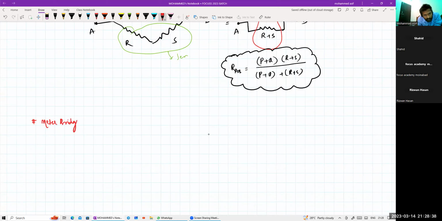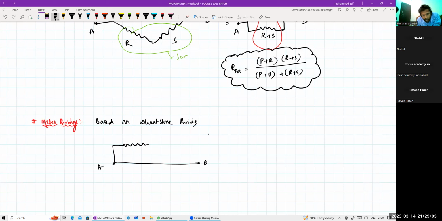Meter bridge is a little advanced compared to the Wheatstone bridge, based on the Wheatstone bridge. What does it have? We have a wire, beta, from here to here. This is your A and this is your B. Here there will be a resistance and here there will be a resistance. In the middle there is a galvanometer, and this galvanometer is connected with the jockey. So connect it here.